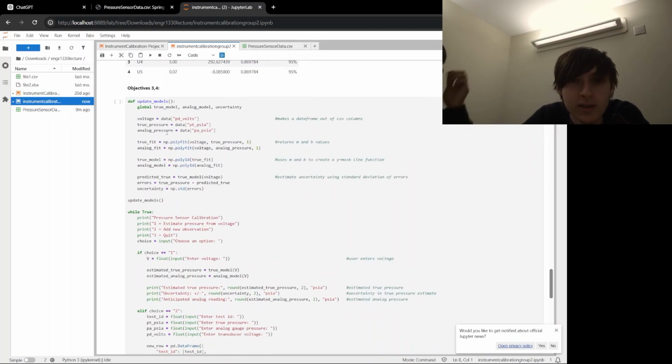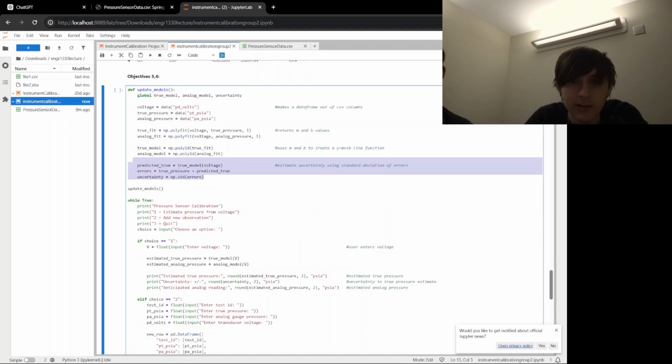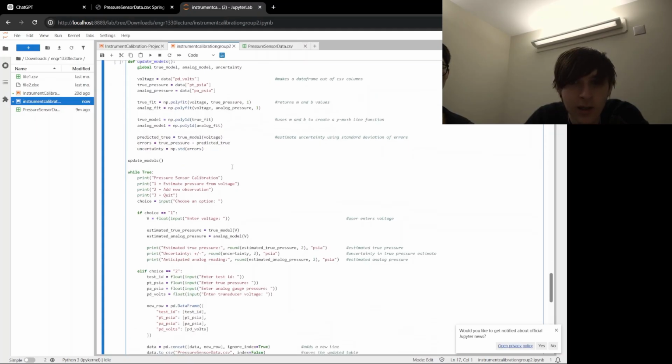Right, this function takes the data or creates a data frame out of the data in the CSV file, and then it uses that information to create functions for the lines of best fit, comparing the true pressure and the analog pressure to the voltage, so that it can predict what future analog or true pressures may be for new voltages. And then down here it calculates the estimated uncertainty, the error, using standard deviation from the NumPy library.